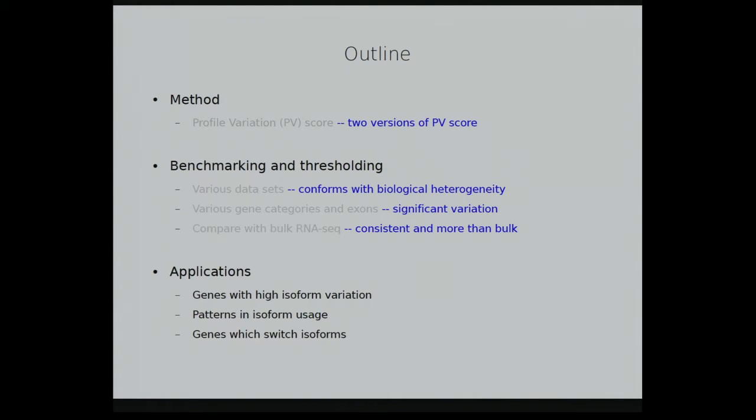The first one, which is obvious, is that we can find genes with high isoform variation, and then we can go on to ask what are these genes, what are they doing. And the second is, out of these genes, are there any 2 or more genes which change their isoforms in a correlated manner, or do they just do things randomly? So here we try to find patterns in isoform usage. And the third one is, if I have 2 cell types, can I find genes which have isoform switch from one cell type to another?